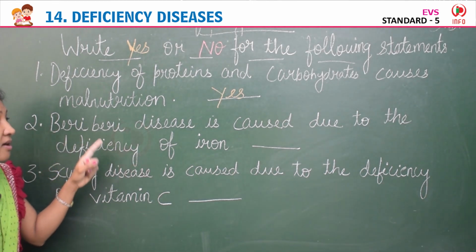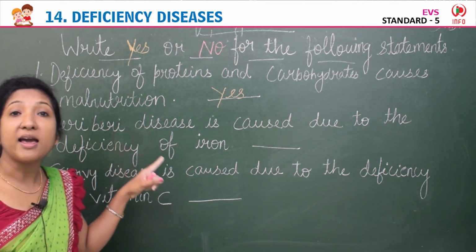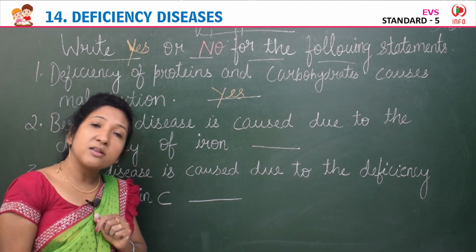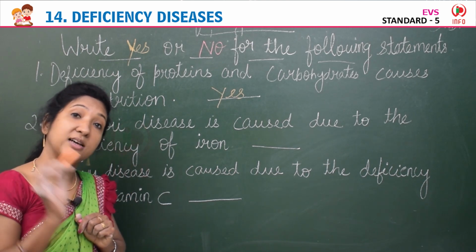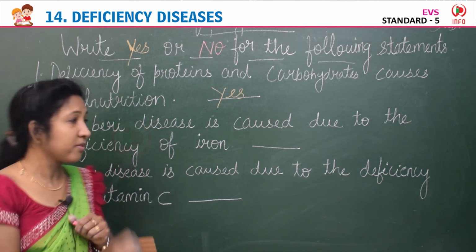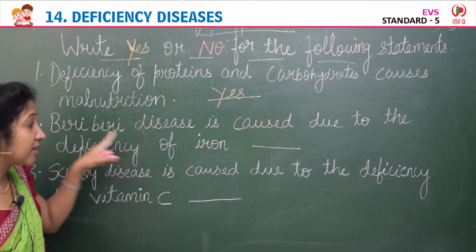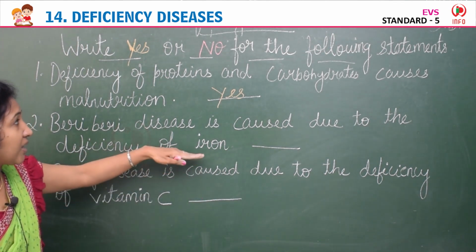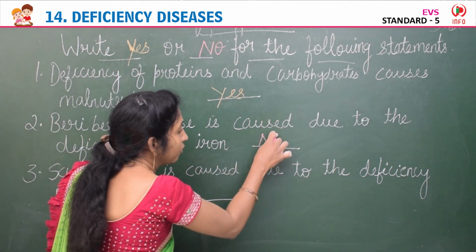Beriberi disease is caused due to the deficiency of iron. Is it right? Which disease is caused due to deficiency of iron? Yes, deficiency of iron causes anemia. But here they have written beriberi disease is caused due to the deficiency of iron. Is it right, children? No. So the statement is wrong. So the answer is no.